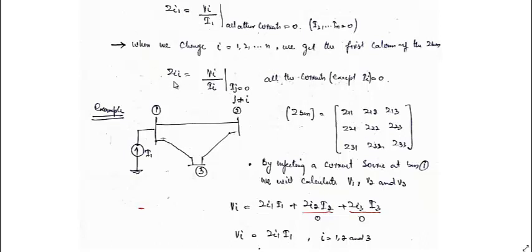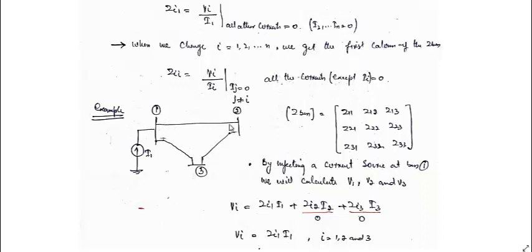So Zii, when the current source is injected at the ith bus, that is Ii, will be equal to Vi by Ii, with all the Ij's equal to 0. This is what we have done earlier for calculating the Norton equivalent. All other currents except Ii are equal to 0. Let us take an example of a 3-bus system. This is bus 1, this is bus 2, this is bus 3. We are injecting the current I1 at bus 1. So by injecting the current source at bus 1, we will calculate V1, V2 and V3.